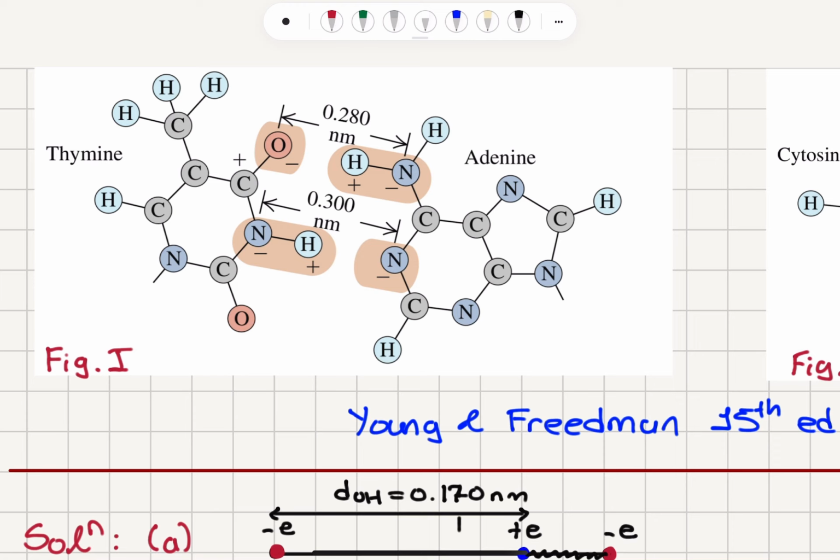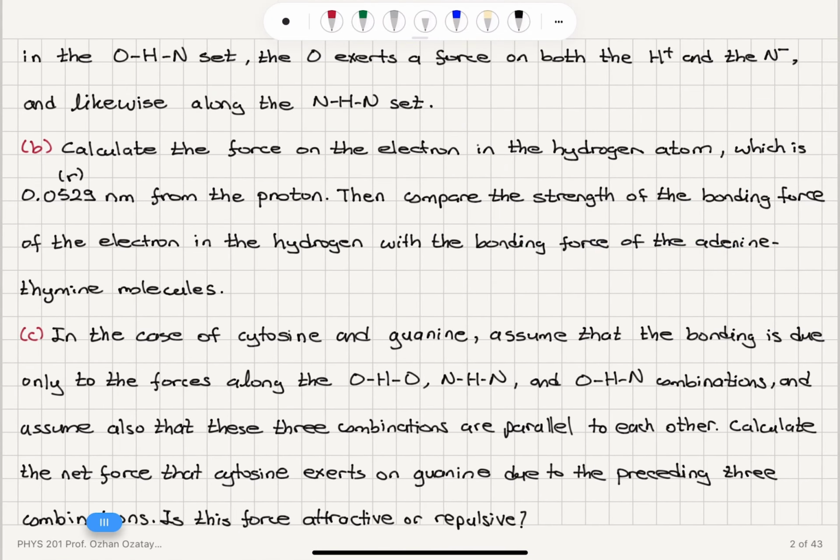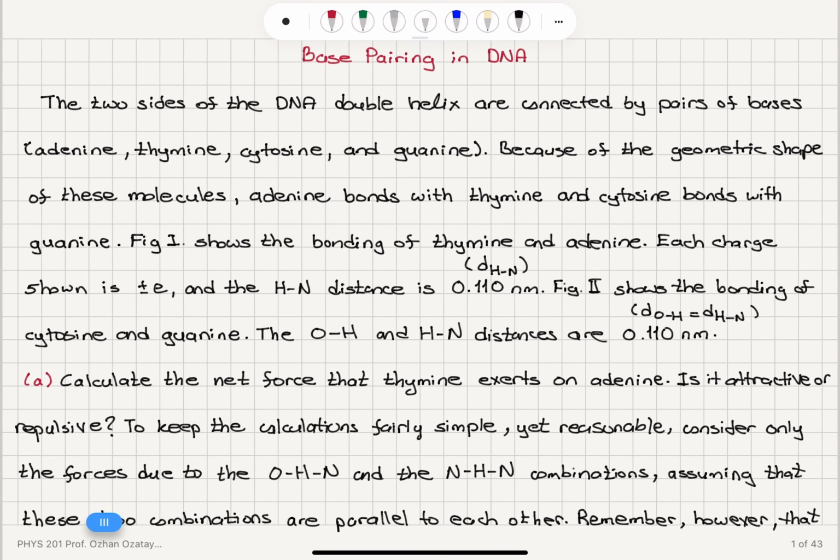And we have oxygen minus belonging to thymine. This is bonding with hydrogen plus and nitrogen minus of the adenine molecule, and the distance between oxygen and nitrogen is 0.28 nanometers. All right. And figure 2 shows the bonding of cytosine and guanine. So that is going to be the second part of this question, so I will skip that for now.